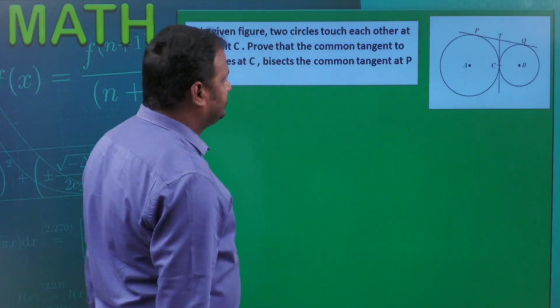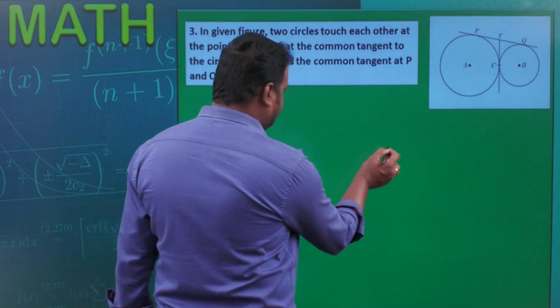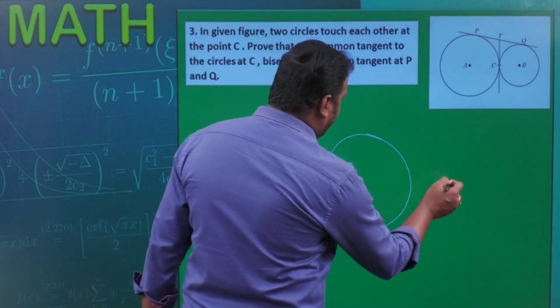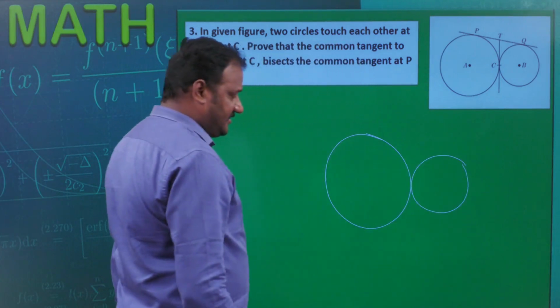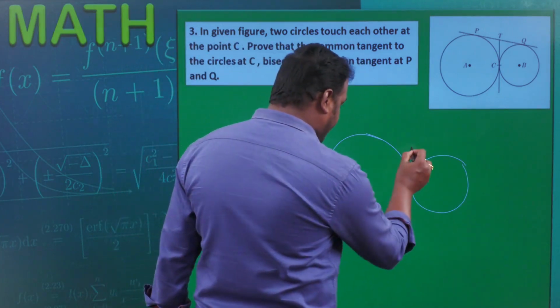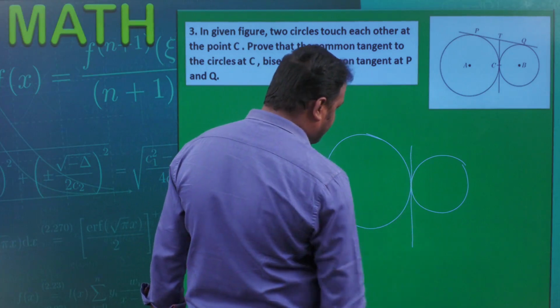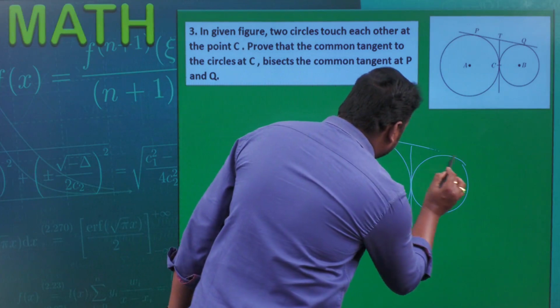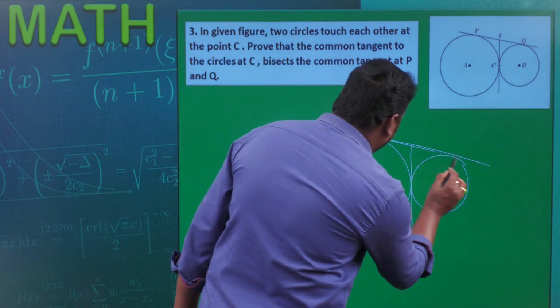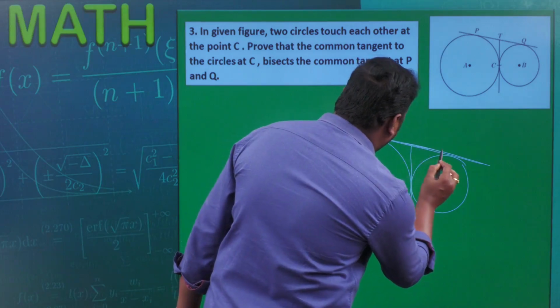Coming to the next problem, see there are two circles drawn. This is one circle and there is one more circle drawn. Both the two circles are touching externally, and this is one tangent which is the common tangent for both the two circles, and there is one more tangent. This is one more tangent, but for the two circles, of course, this is also the common tangent.